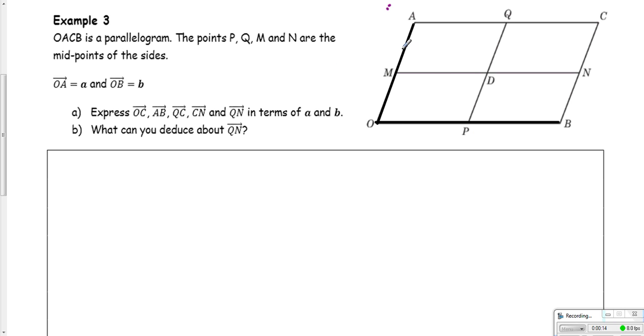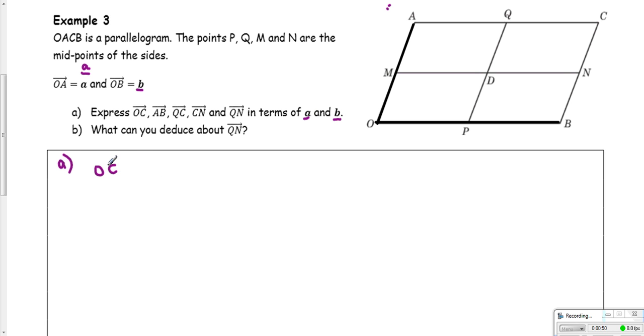We have a parallelogram, lots of different places on this parallelogram are labelled with letters. They've told us that OA, notice the arrow, is a. Now it's in bold when we handwrite it to show that it's a vector and not just a number or a variable. We have to put an underline. OA is the whole of this side here, and then OB, again underlined, is the whole of this side here. So we've got to express these other vectors in terms of a and b.